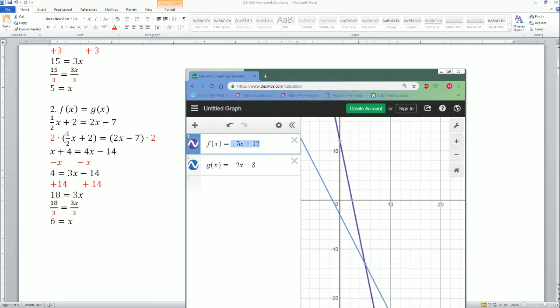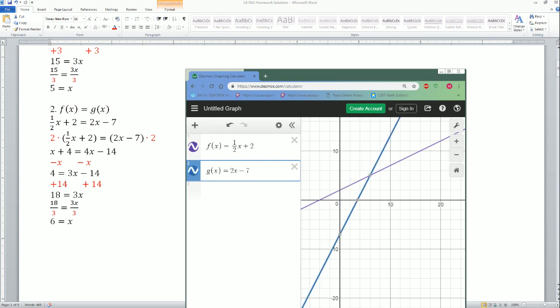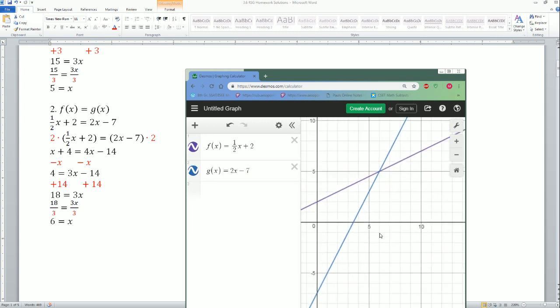So f of x was my 1 half x plus 2, and my g of x is 2x minus 7. Did they intersect here at x equals 6? Yes, they do intersect here at x equals 6. So that is a valid answer. See, this is a good way of using decimals to check your answer, okay? I showed it for 1 and 2. Again, you can check using decimals if you like, but moving forward, I'm just going to display the answer, okay?